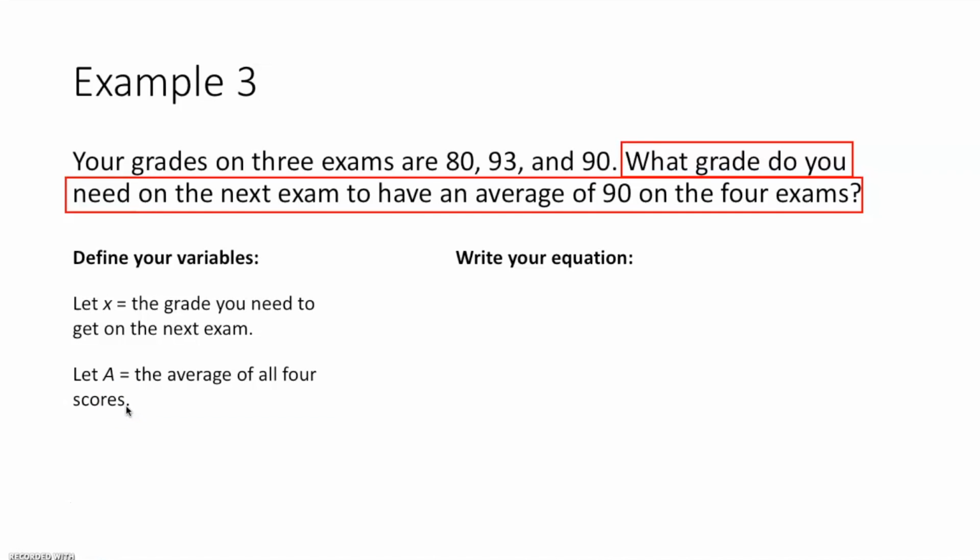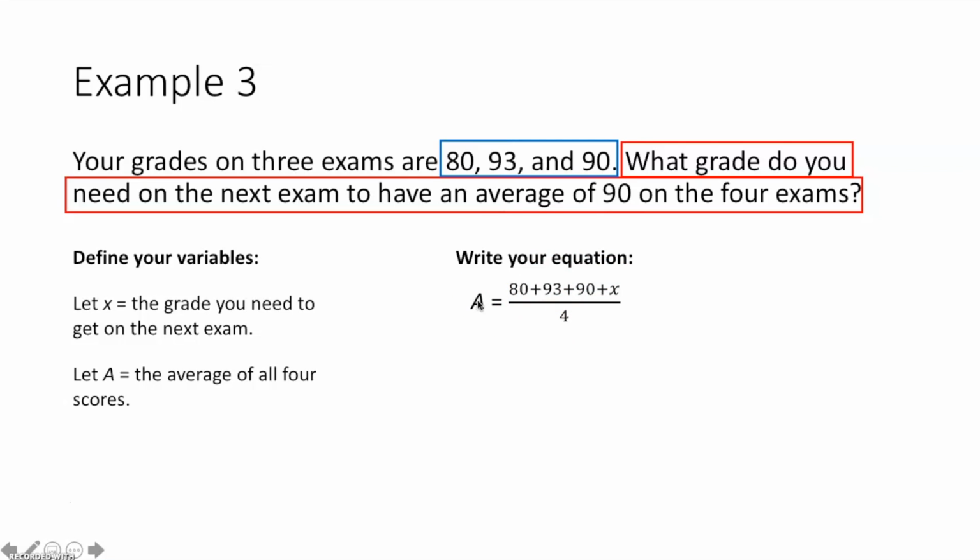Let's do it. So we have 3 values, 80, 93, and 90. We also have this X, and when we add them together and divide by 4, we need to get an average of 90. Okay, so A is our average. So we say A is equal to 80 plus 93 plus 90 plus X, all divided by 4, right? This is your average of your 4 exams.